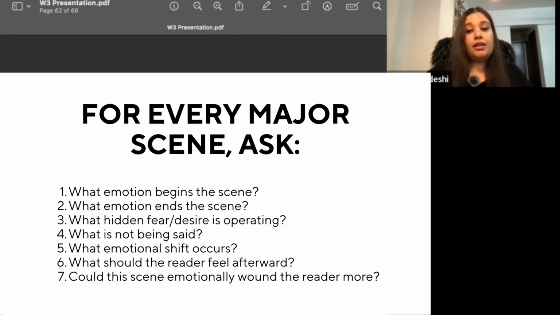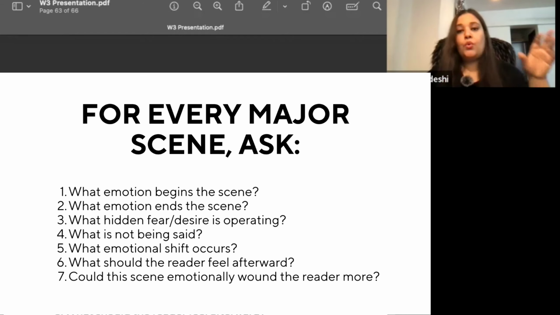Now, here's the emotional revision questionnaire for every major scene. Question number 1, what emotion begins the scene? Question number 2, what emotion ends the scene? Question number 3, what hidden fear or desire is operating? Question number 4, what is not being said? Question number 5, what emotional shift occurs? Question number 6, what should the reader feel afterward? Question number 7, could this scene emotionally wound the reader more?